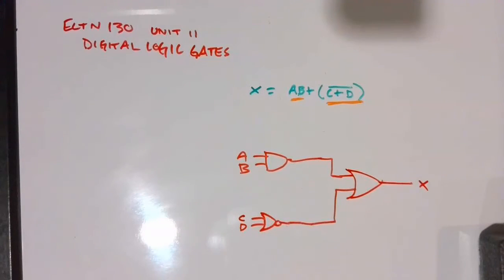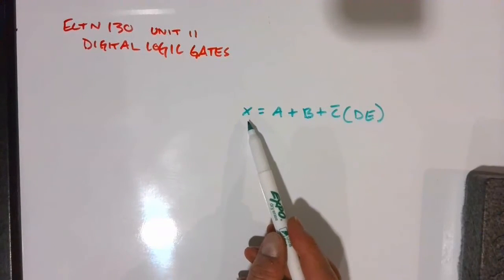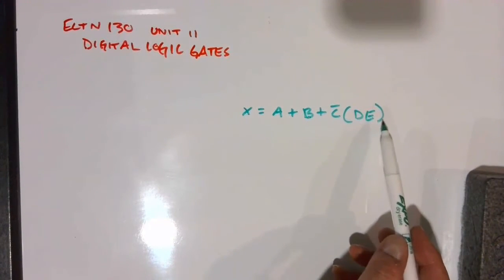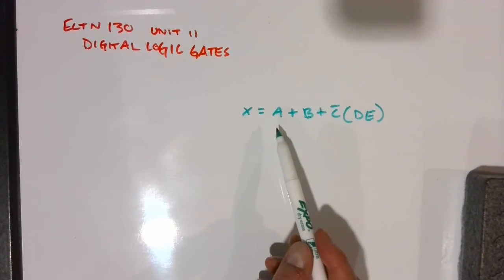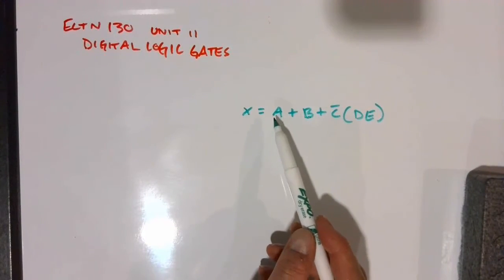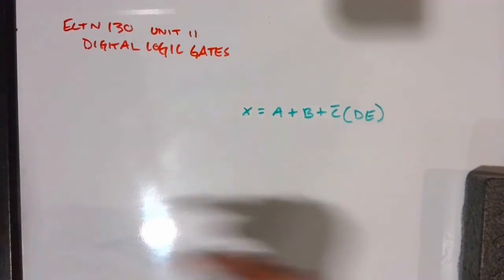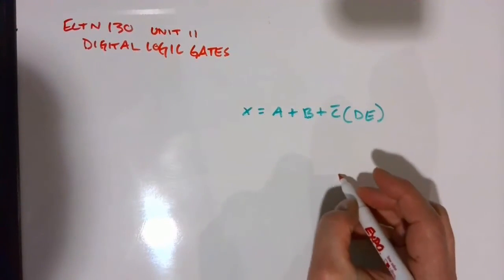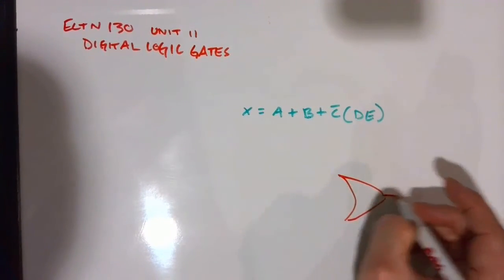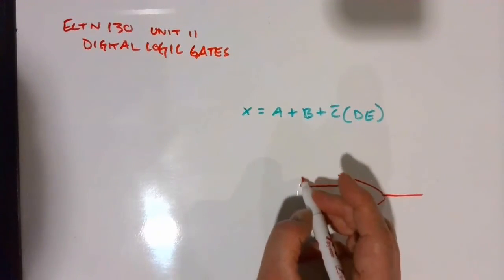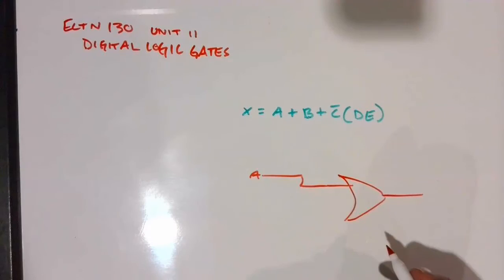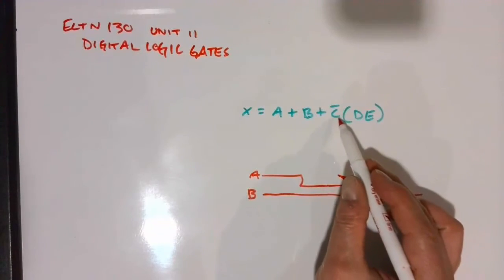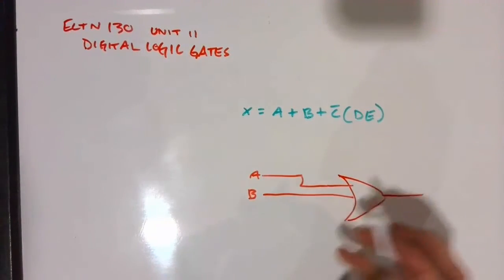Let's do another quick example. Okay, in this case, we've got X equals A or B or this term C not and D E. So again, I can see this as three inputs here to an OR gate: A, B, and then this term here. So I'm going to draw this as a 3-input OR gate. And the first term here is A. The next term is B. And then we have C not ANDed with D and E.